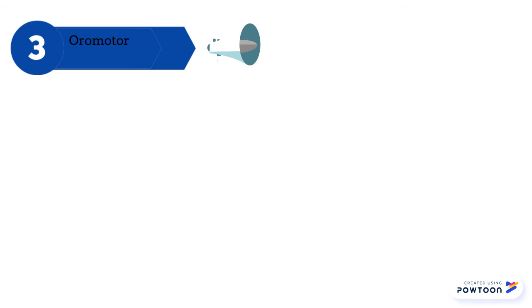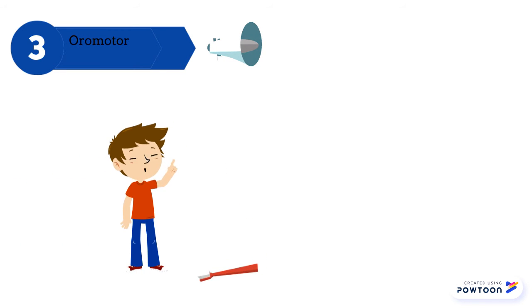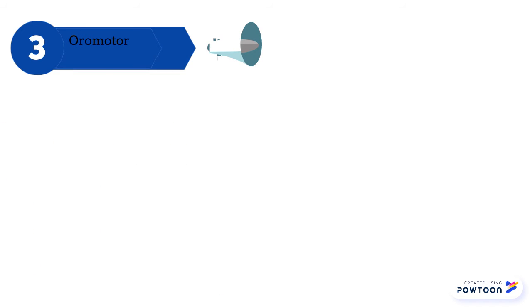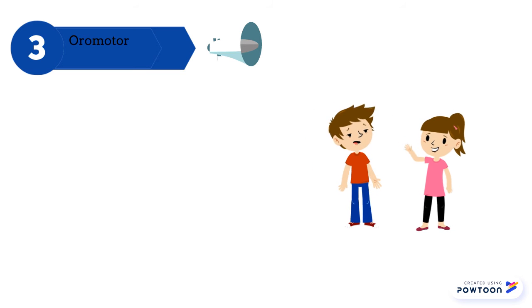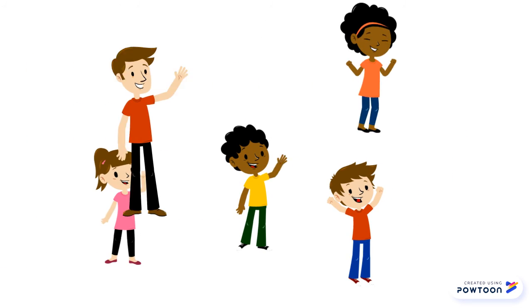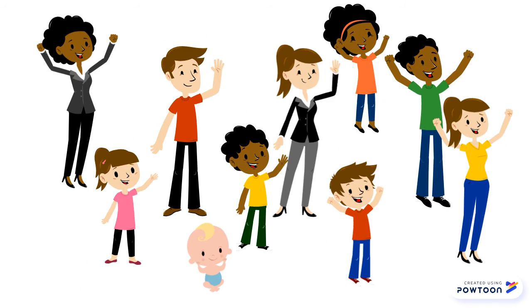In oromotor dyspraxia or apraxia, a person has trouble forming speech sounds and mouth movements. For example, Jimmy may have trouble tightening his lips around the toothbrush while brushing. Difficulty with speech can make it frustrating to communicate with others and keep social relationships. There are many other types of apraxia and dyspraxia out there that can affect anyone, but occupational therapy services are here to help.